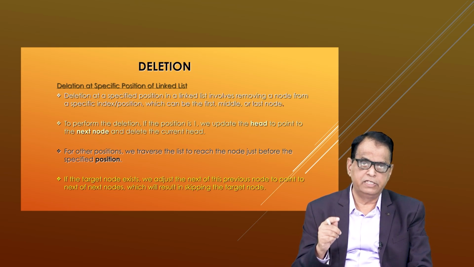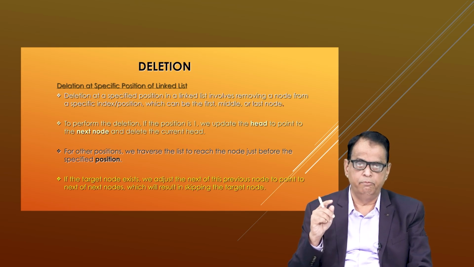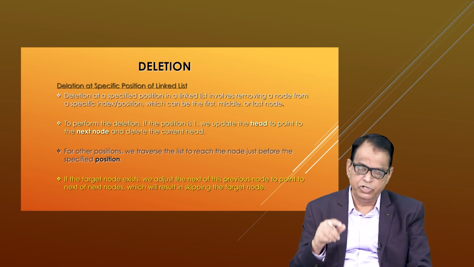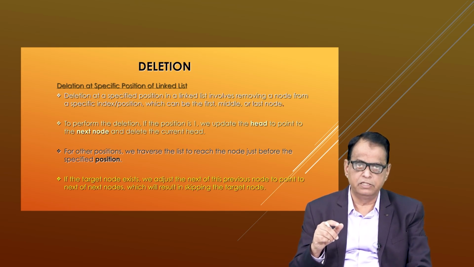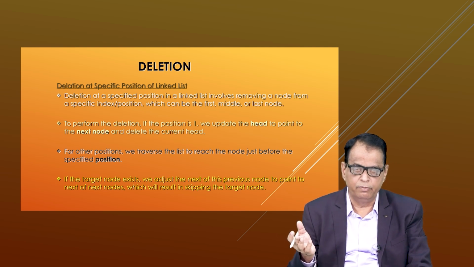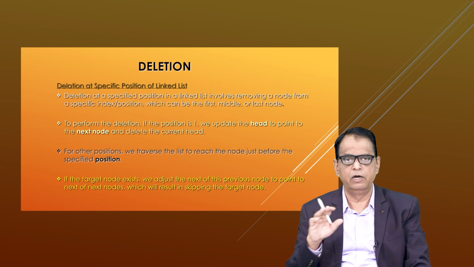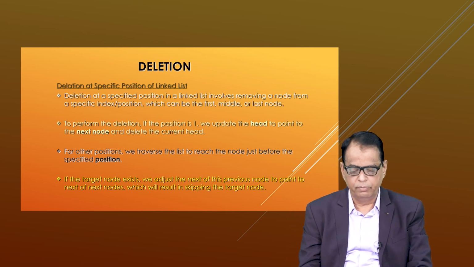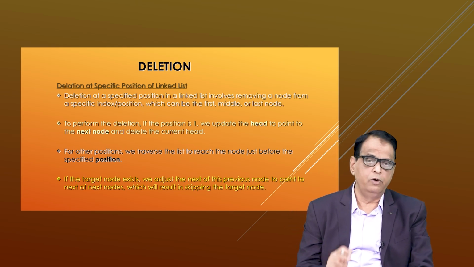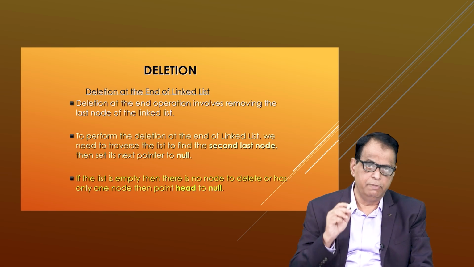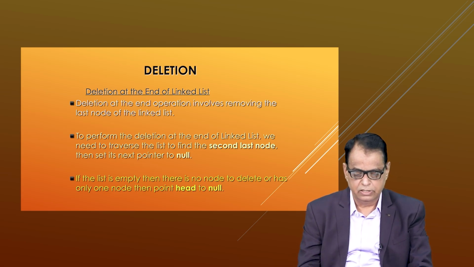So you have to adjust your position appropriately before the target node, and now change the pointer value of this node to point to the next element of the target node. And if you can do this, then you will find that the target node will get deleted from the linked list.